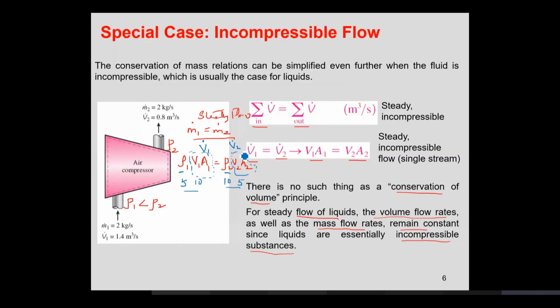So it is not essential for the volume flow rate to be constant or conserved in a steady state process. Is it clear? That's why you have different volume flow rates over here, since your densities are not constant.